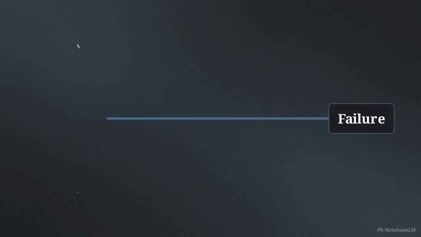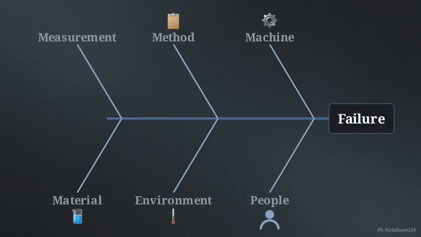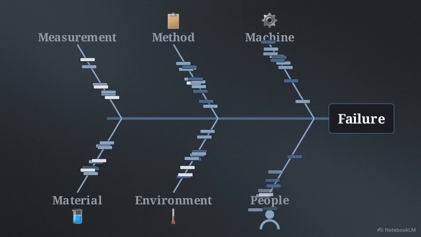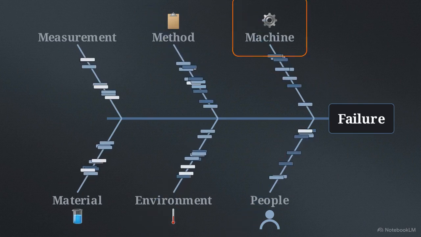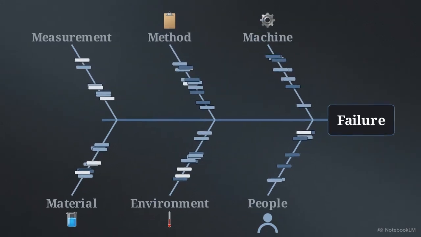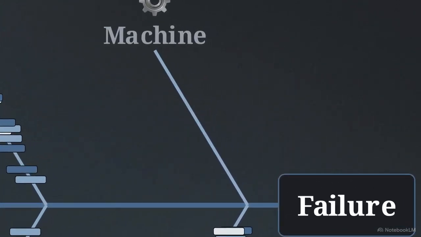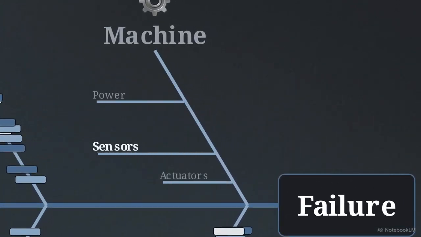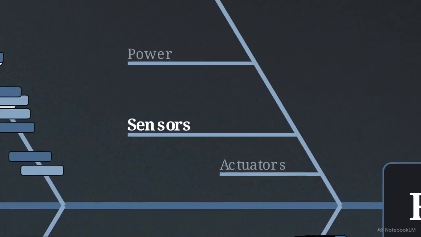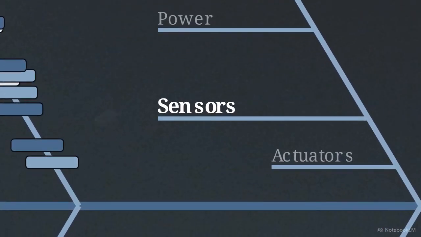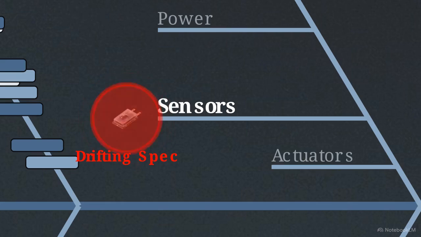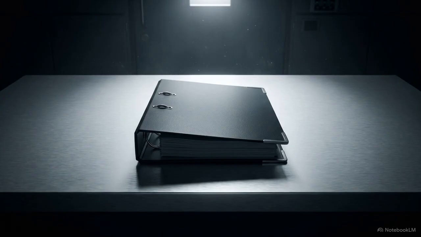The team throws out every conceivable reason for the failure and carefully slots each idea onto the appropriate branch of the 6M framework. The goal here is precision. You do not just write down equipment failure and move on. You drill down into sub-causes, tracing that broad idea until you hit a specific mechanical flaw, like a pressure sensor drifting out of specification.